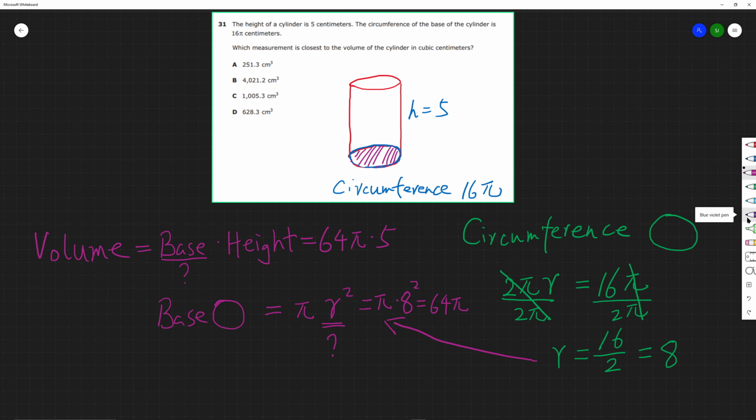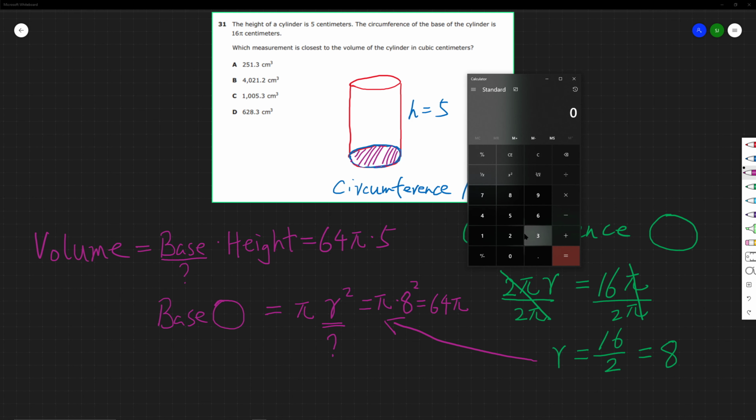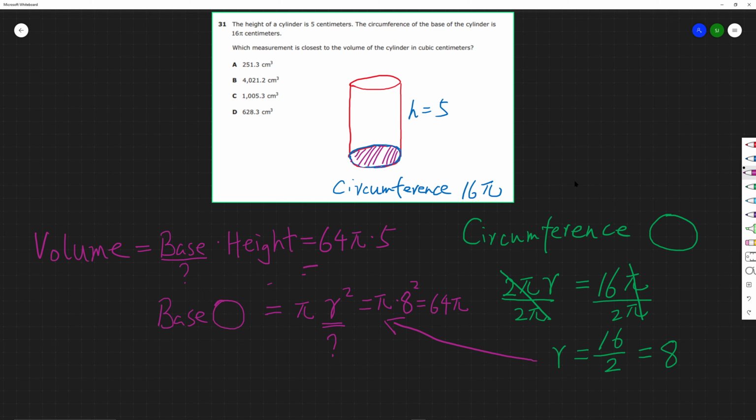Now let's see. 64 pi. We can use 3.14 times 64, then times 5. And that gave us 1004.8. The result is 1004.8. Okay, that is our result.